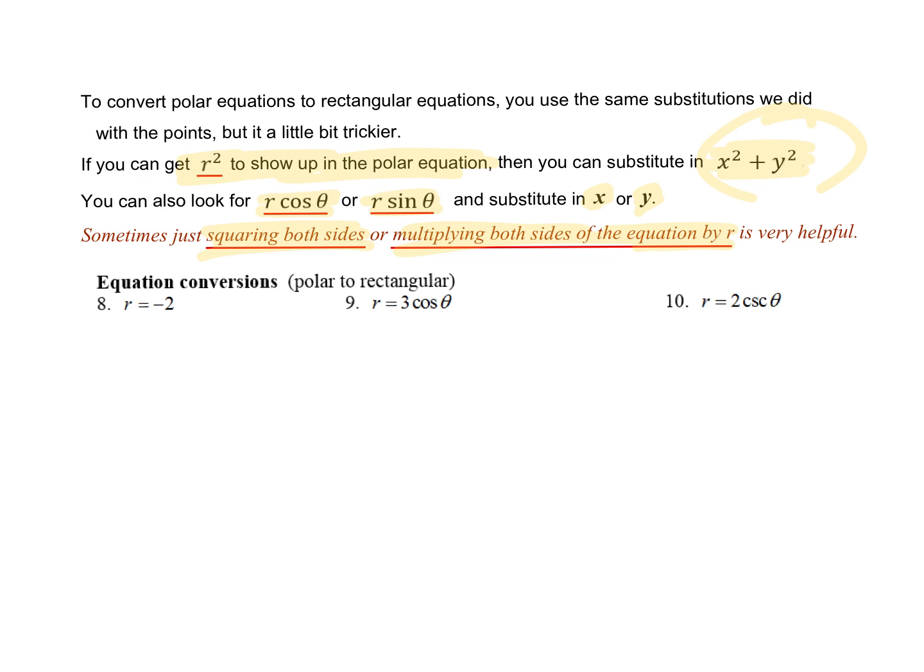So what do you think on number 8 that we should do? Square it. Yeah, square both sides, because you just got an r there. So this would be r squared is equal to negative 2 times negative 2, which is positive 4. Now I can just plug in my x squared plus y squared for the r squared, and I'm done. So that was a circle centered at the origin with what radius? Yeah, 2, the square root of 4. So the radius here is 2.